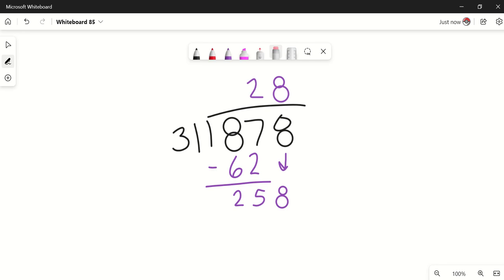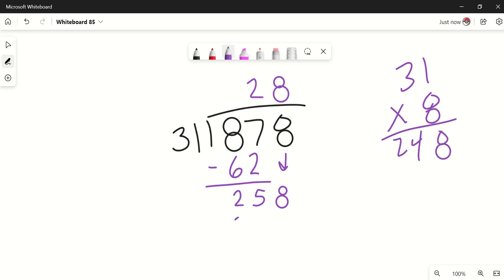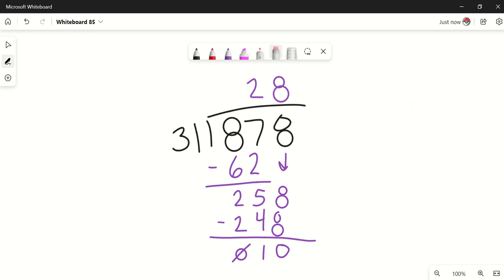Now, I need to put in what this equals. So again, 31 times 8, since I did this earlier, 8 times 1 is 8, 8 times 3 is 24, will equal 248. When I subtract, 8 minus 8 will be 0, 5 minus 4 will be 1, 2 minus 2 will be 0. I have 10 left over.